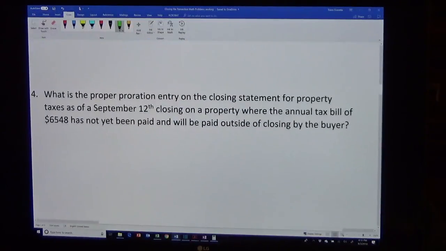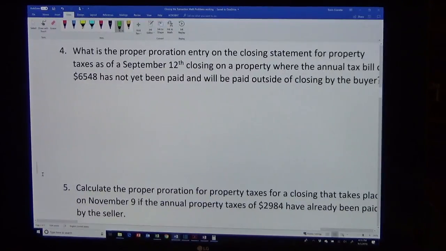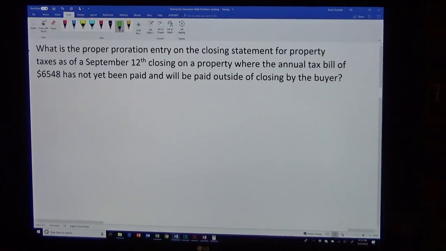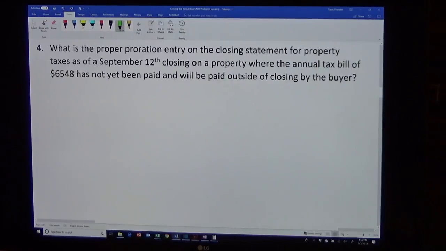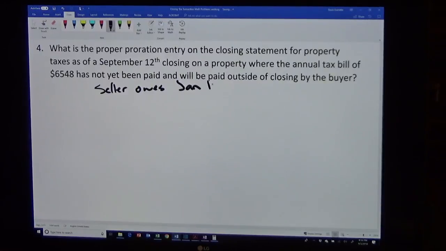Okay. Number 4, what's the proper proration entry on the closing statement for property taxes as of the September 12th closing, on a property where the annual tax bill of $65.48 has not yet been paid and will be paid outside of closing by the buyer? So again, we're going to write down our same two statements. Seller owes from January 1 through the September 12th closing.